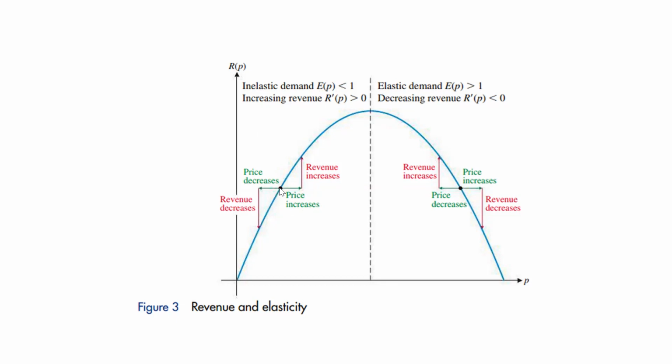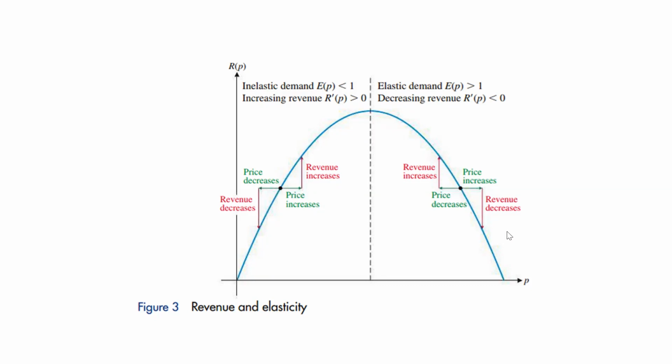And so what happens is if we have a price increase, the revenue increases. So price increase, revenue increases. Or if the price decreases, the revenue decreases. Now here, if we increase the price, what happens? Our revenue is going to decrease because we're going to be selling less things probably. And if we decrease the price, we're going to sell more things, and so our revenue is going to increase.